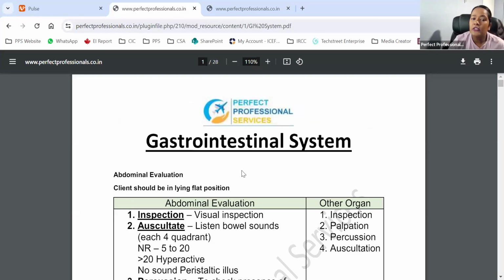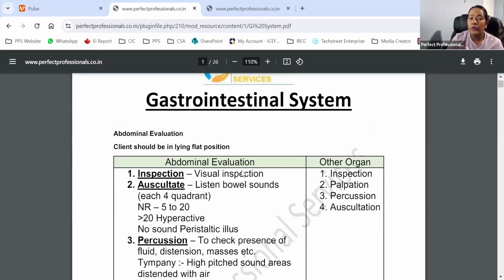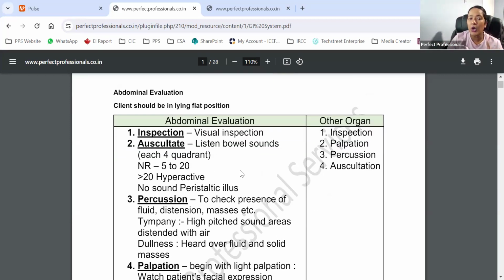Let's start with the gastrointestinal system. First in GI, we will be going through the abdominal evaluation. Whenever you are doing an abdominal evaluation, you have to make your patient lie down flat, on the back, with the abdomen up. Now, this is a very commonly asked question.